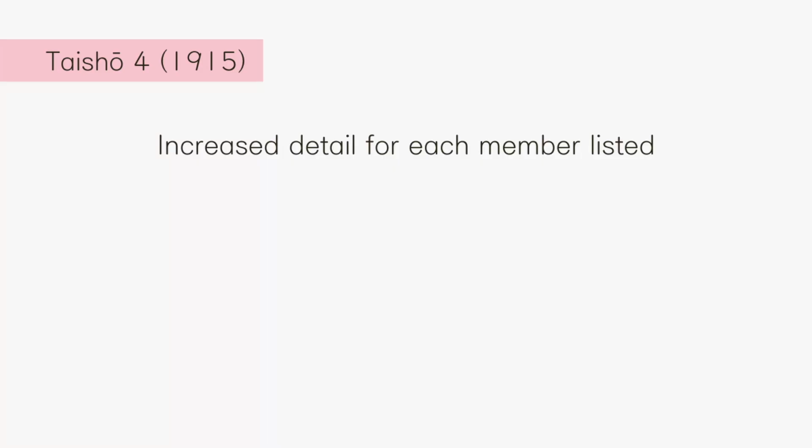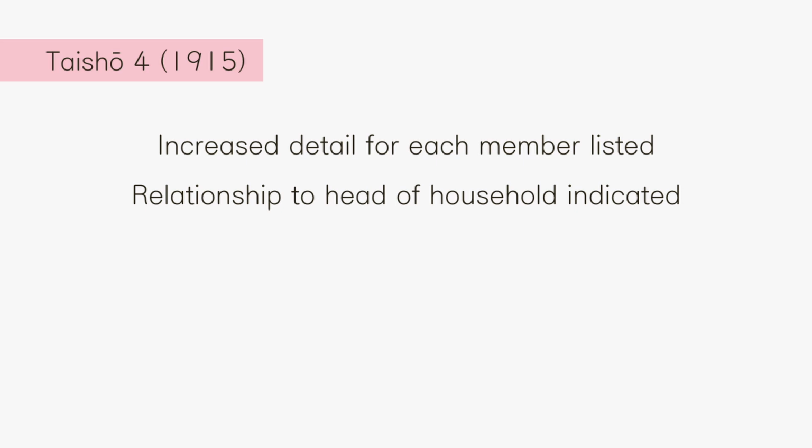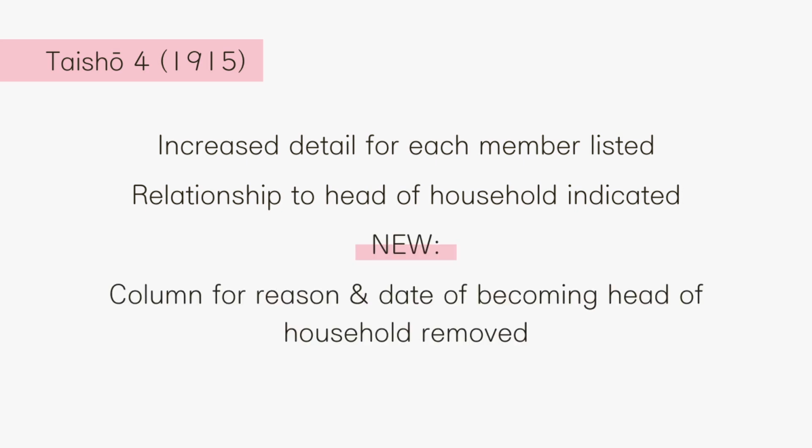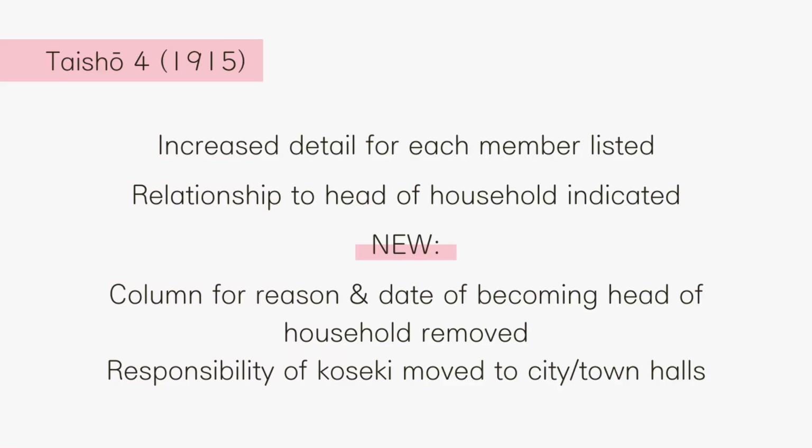The Taisho Year 4 or 1915 style Koseki started including more details for each family member as well, including the names of their parents. Each person's relationship to the head of the household was also clearly indicated. The separate column which indicated the reason and date that a person became the head of the household was removed, and this information was instead added to the general information about that person. Up until this point in time, registrars and registrar offices managed the Koseki, but with the Family Register Act of 1915, the responsibility was moved to the city and town halls.